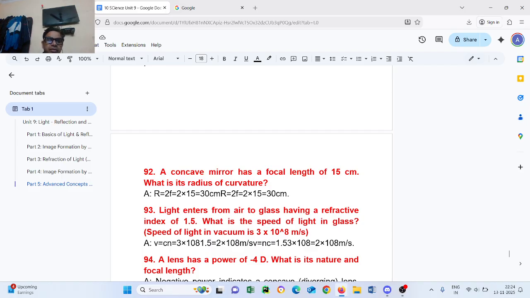Question number 92. A concave mirror has a focal length of 15 centimeters. What is the radius of curvature? R equal to 2f, 2 multiplied by 15 equal to 30 centimeters.